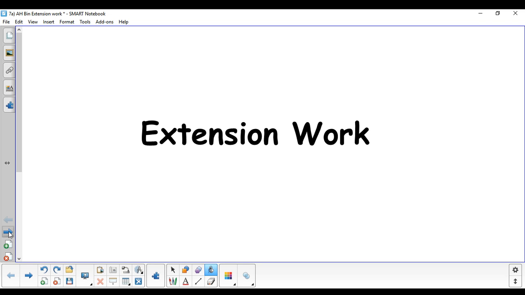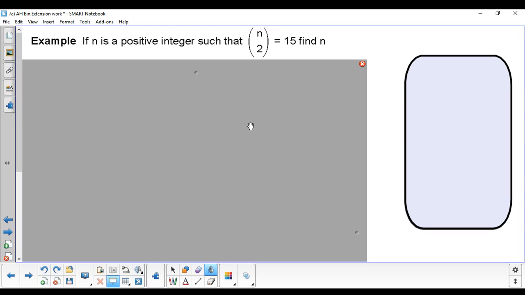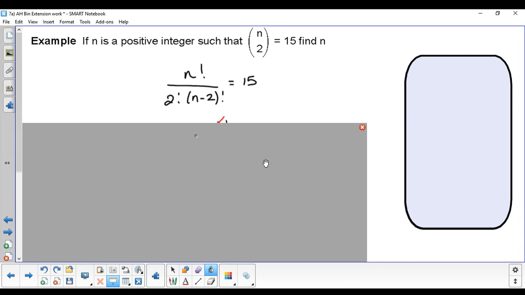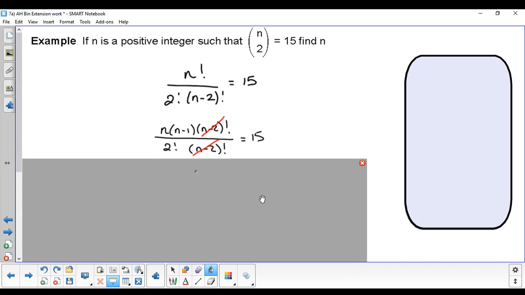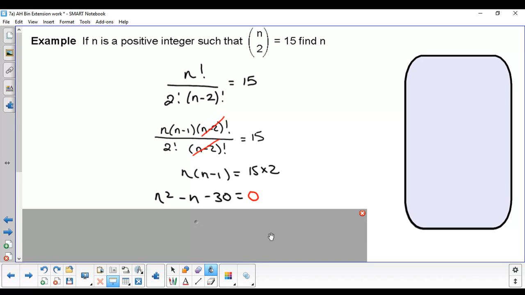Okay, final part, extension work. You've already done this skill, covered this skill. So you would have n factorial over 2 factorial and then take 2 factorial, the difference between them. What did you do? You had to get them to cancel down a bit. So if we change the denominator to n times n minus 1 times n minus 2 factorial, you'll see they cancel. 2 factorial is just 1 times 2, so we could cross multiply by 2 and then expand, open and bring over so it equals 0.